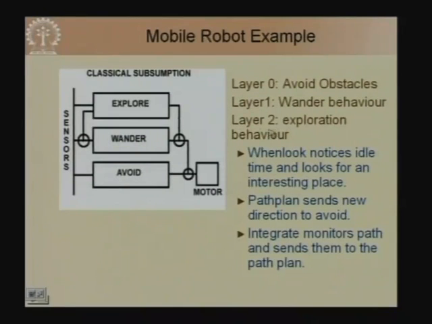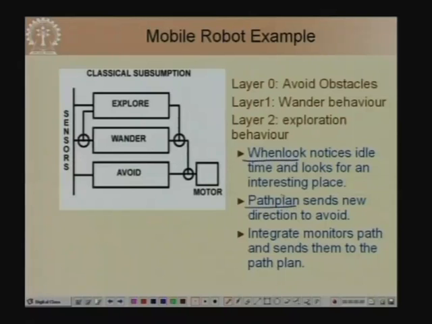Layer 2, that is the third layer, has the exploration behavior. So, this has several components. The when look component notices whenever there is idle time, it looks for an interesting place. The path plan component sends new direction to avoid. The integrate component monitors path and sends them to the path plan.